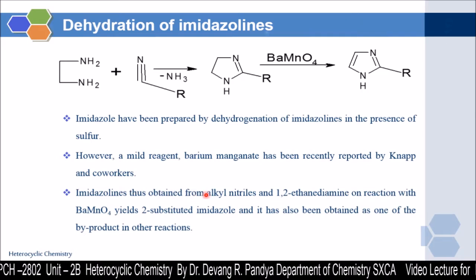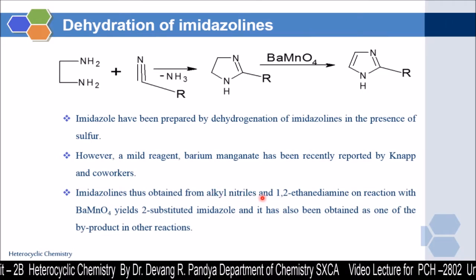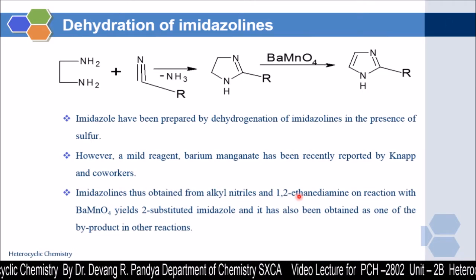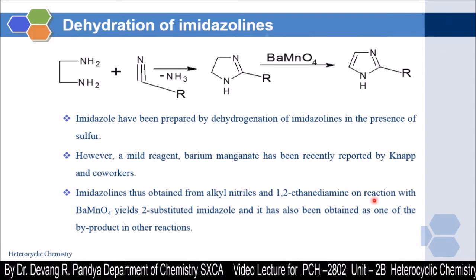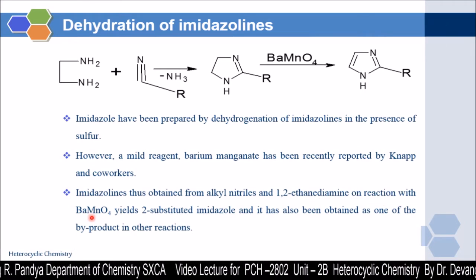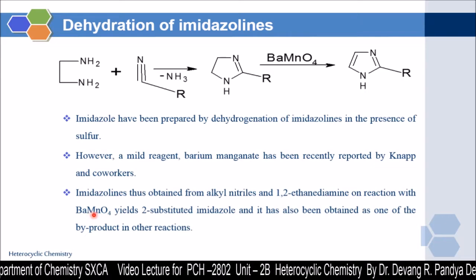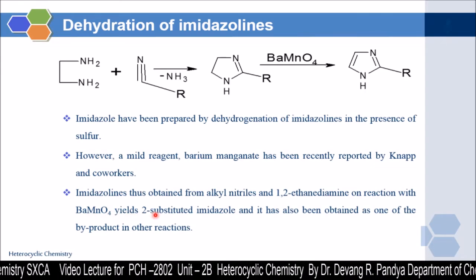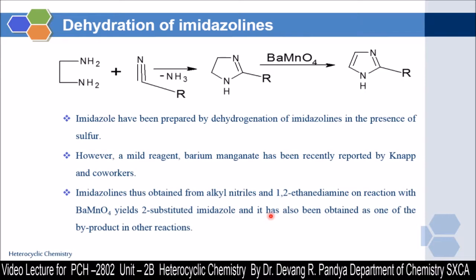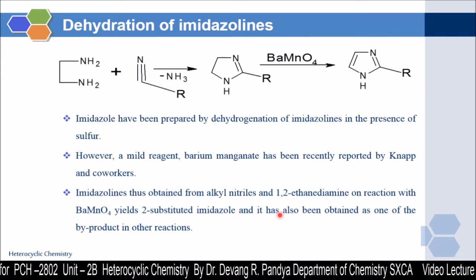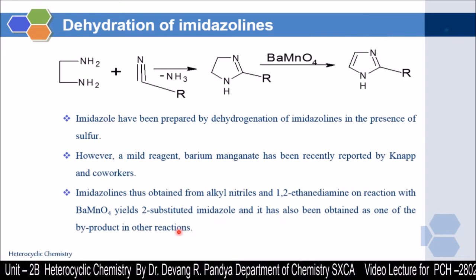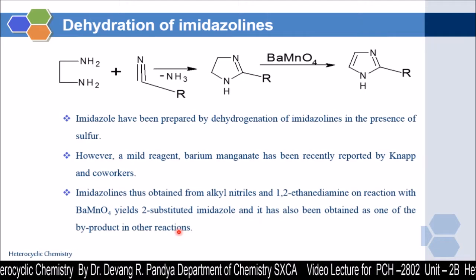Imidazoline thus obtained from alkyl nitriles and 1,2-ethanediamine, on reaction with BaMnO4, that is barium manganate, yields 2-substituted imidazole, and it has been obtained as one of the byproducts in other reactions.